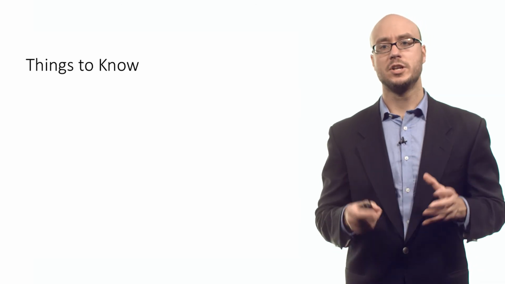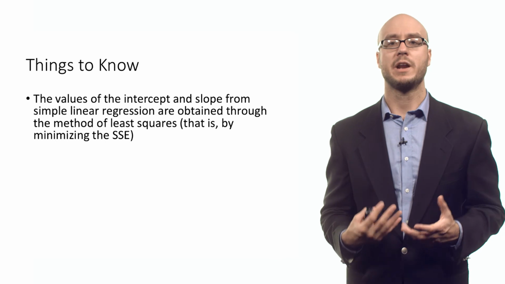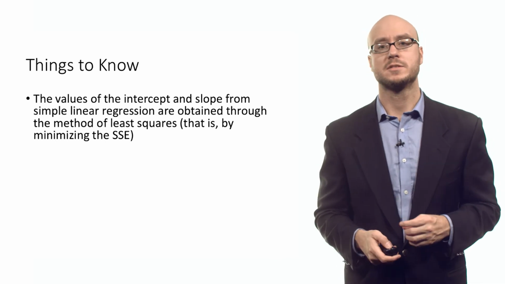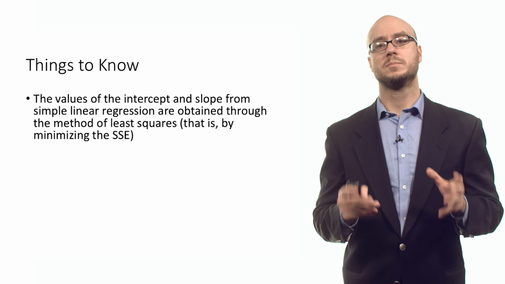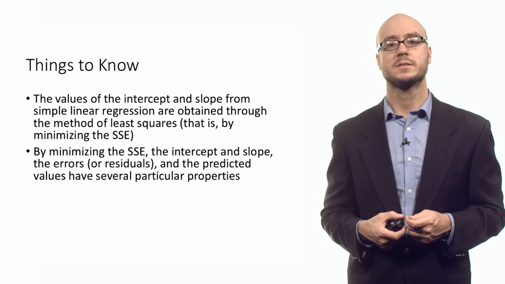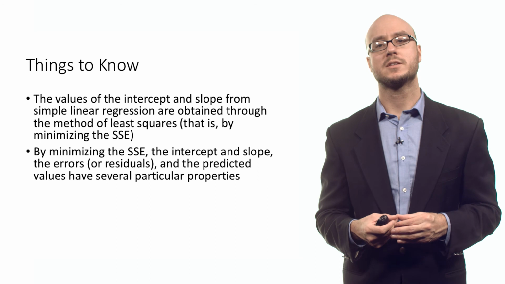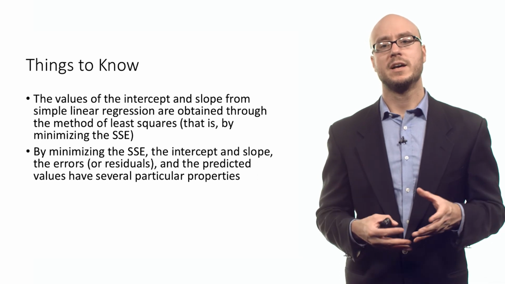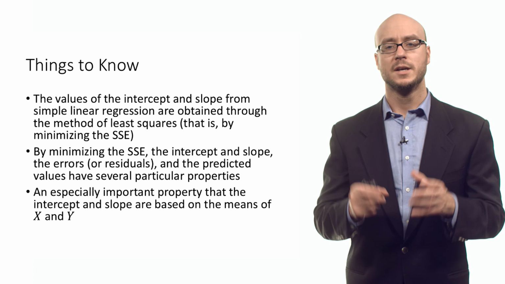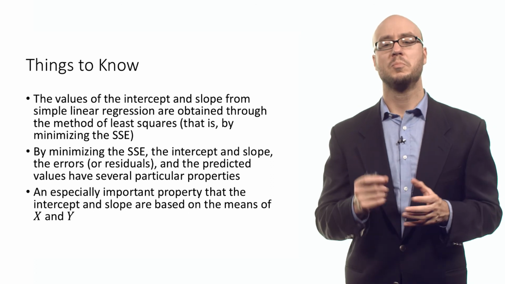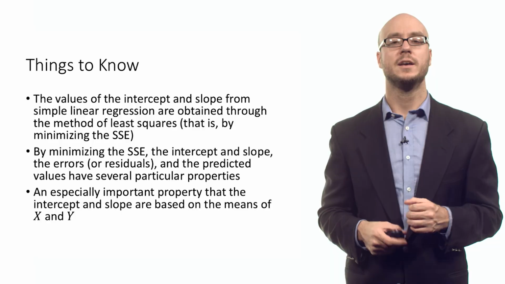So, things to know for this discussion of the sum of squared errors and the least squares properties of the intercept and slope. The values of the intercept and slope from simple linear regression are obtained through the method of least squares. By minimizing the sum of squared errors, the intercept, slope, and predicted values all have particular properties. And especially important properties are that the intercept and slope are based on the means of x and y. And with that, for our next discussion, we will talk about how you can decompose the variation of the outcome and how you can measure the fit of your least squares line to a particular scatter plot of data.